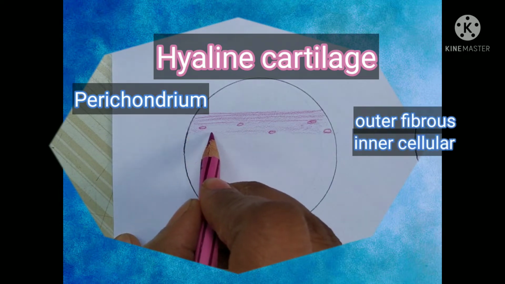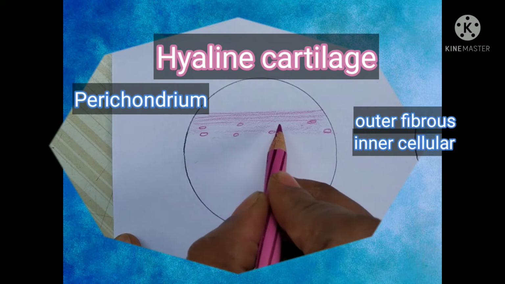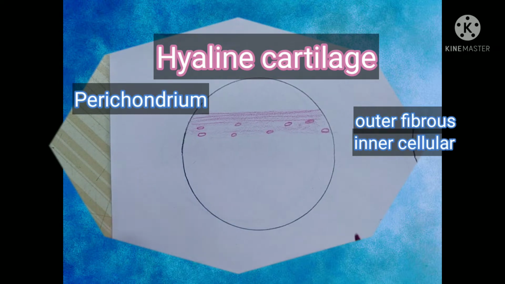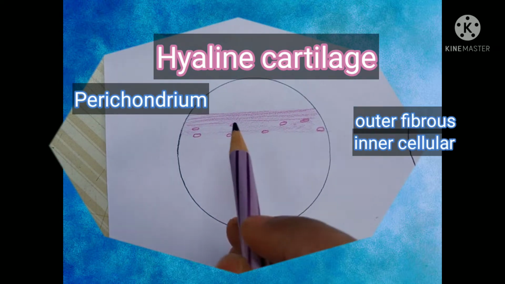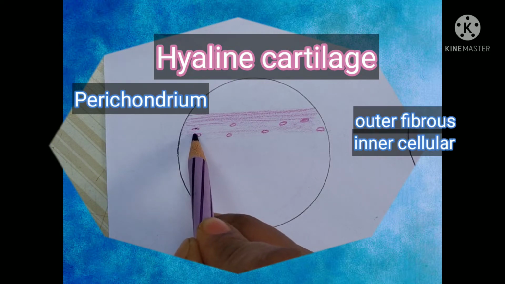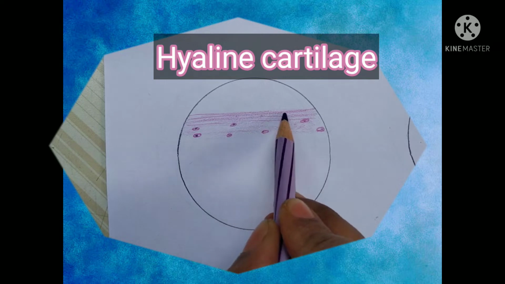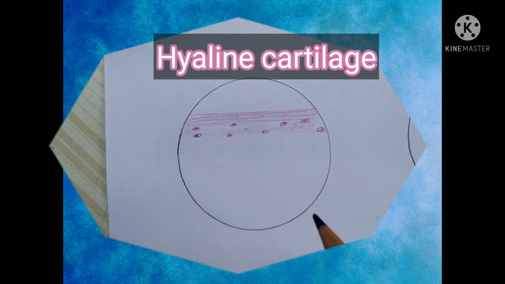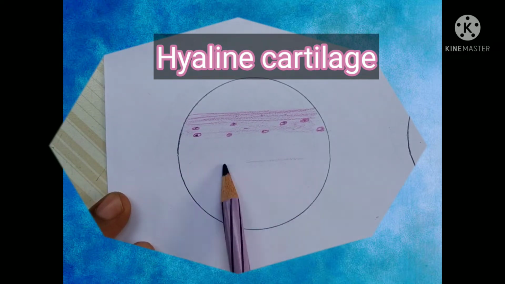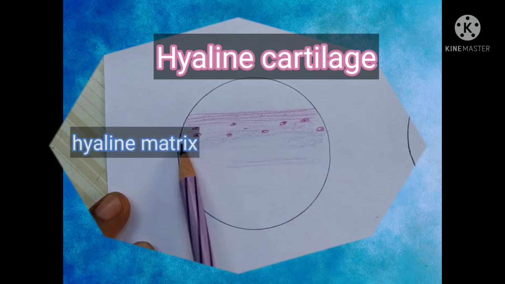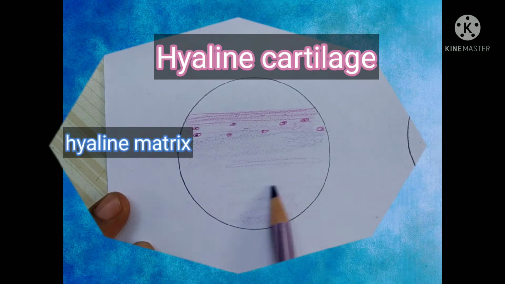It is covered by a connective tissue sheath called perichondrium. And cartilages are avascular, so no need to write the blood vessels. The outer fibrous layer and inner cellular layer which contains the chondroblast which multiply and give rise to chondrocytes. Coming to the matrix, it has a glassy appearance, that's why the name hyaline. Hyalos means glassy.